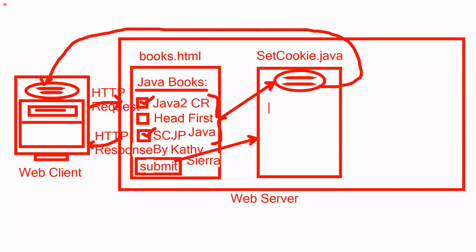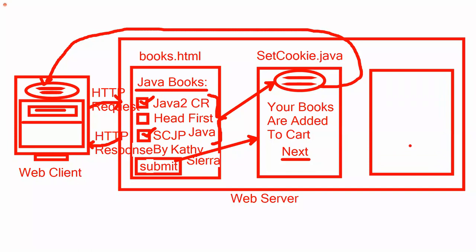After that, one message: your books are added to cart. After that, one more hyperlink, Next, one more category of items, either laptops or mobiles. Again, you will select, and again your items are added to cart. At last, you'll open the payment page. When you click the next hyperlink, it is another program.